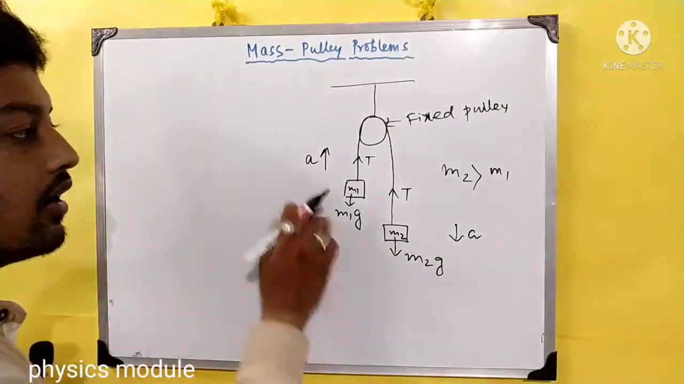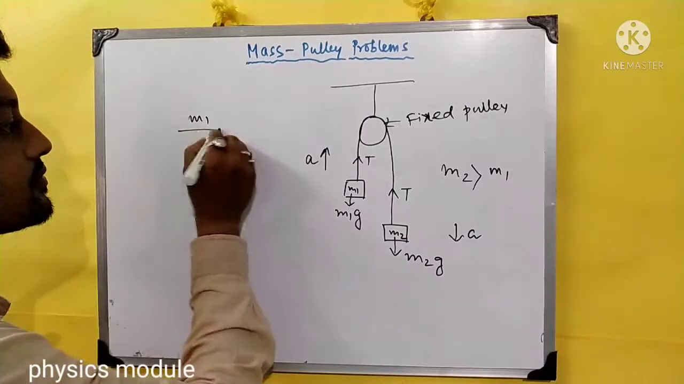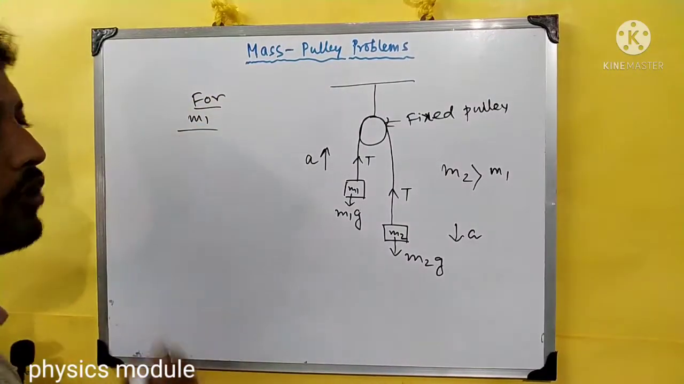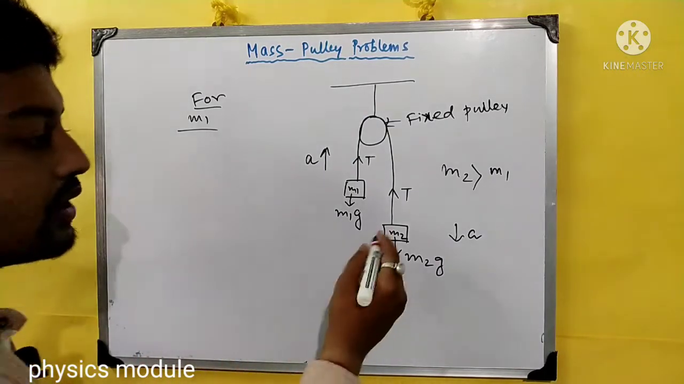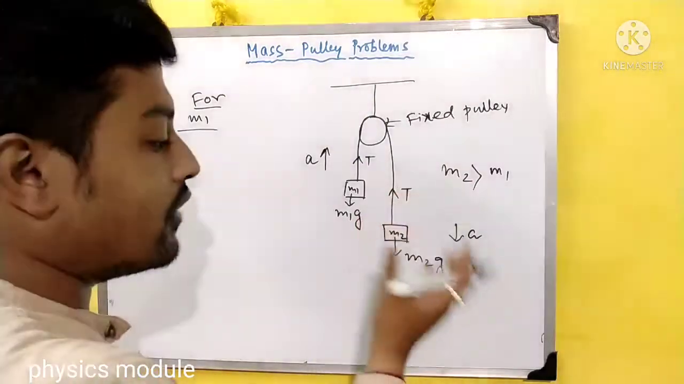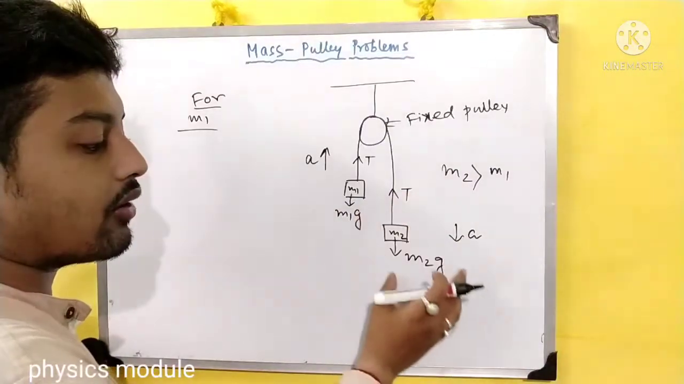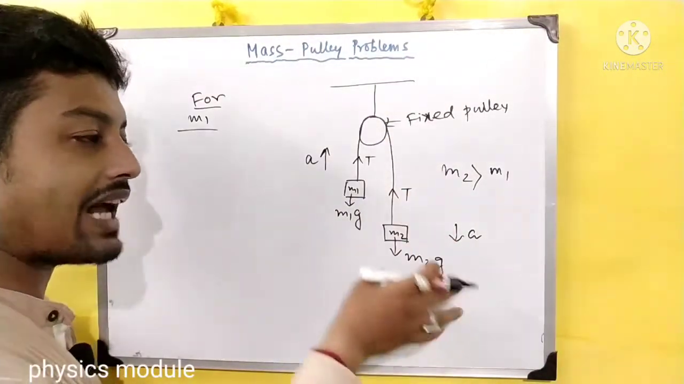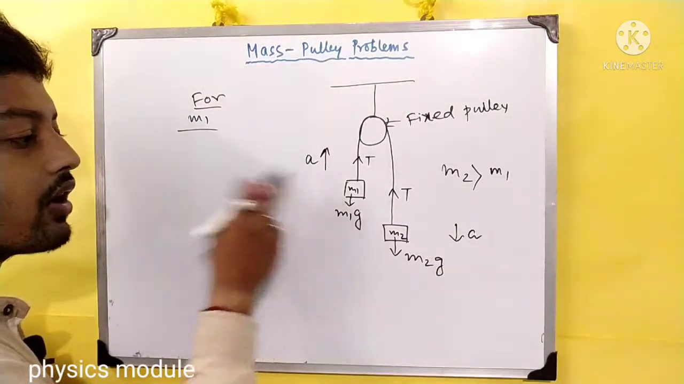What are they? For m1 mass, first we will take m1 mass. For m1, what will be the equation? See, you have to take the direction of acceleration as positive. Means in which direction the acceleration is going, the force along that particular direction will be positive. Okay, so let me construct the equation for m1 mass.